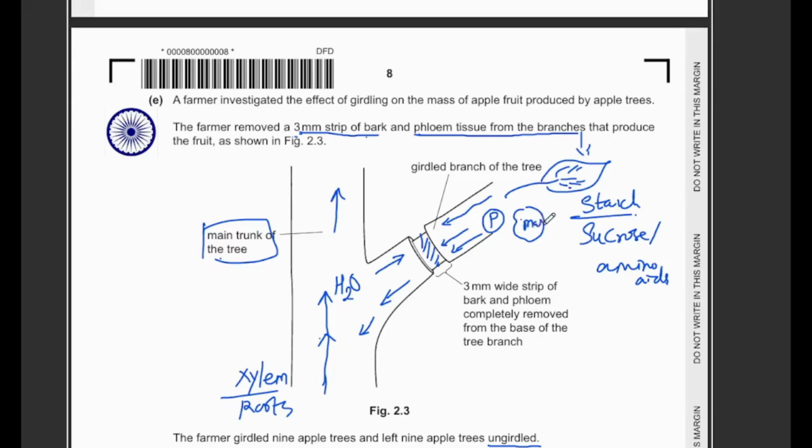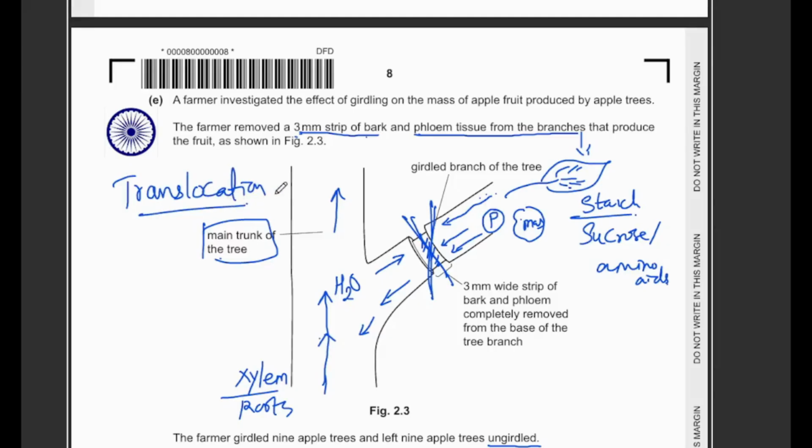So the mass of the fruit is more because the phloem has been damaged here and all the sucrose is getting accumulated in the fruit itself. That's why the mass has been increased, and this topic relates with translocation.